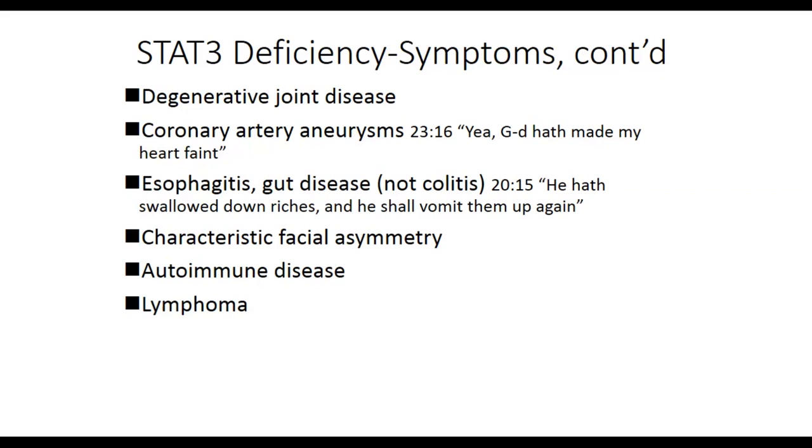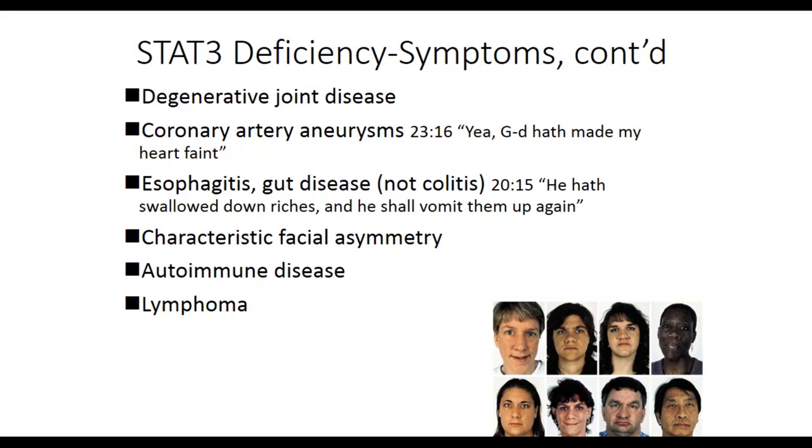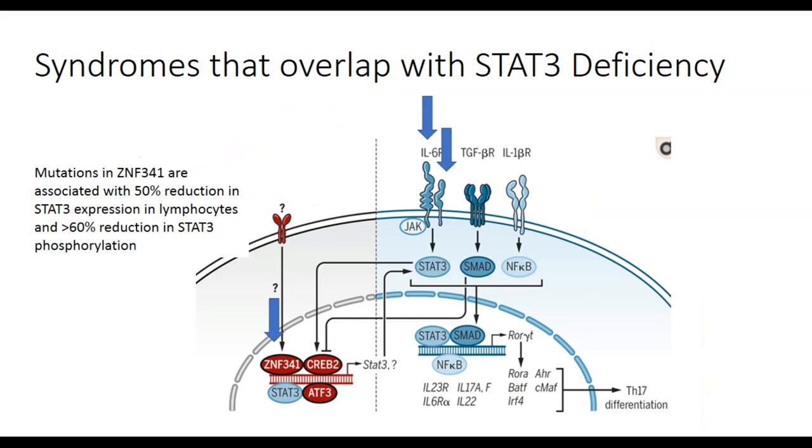There is a facial asymmetry. These are a bunch of folks who have hyper-IgE syndrome due to STAT3 dominant negative mutations. Autoimmune disease is present, lymphoma is actually increased as well in the folks who have it. And this just shows these other syndromes that have been described.